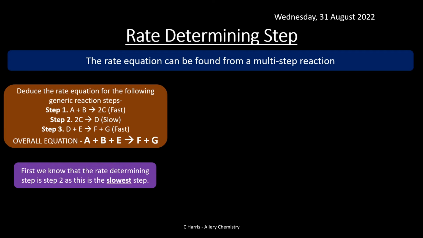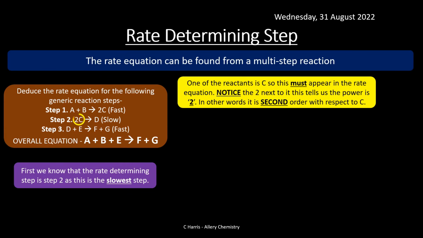I've just detached it from any particular chemical. The first thing we need to do is remember that the rate determining step is the slowest step in a multi-step reaction. In this case, it is step 2. One of the reactants in that rate determining step is C, so that must appear in the rate equation. Now, there's a 2 next to it, and this tells us that the power is 2, so it's second order with respect to C.